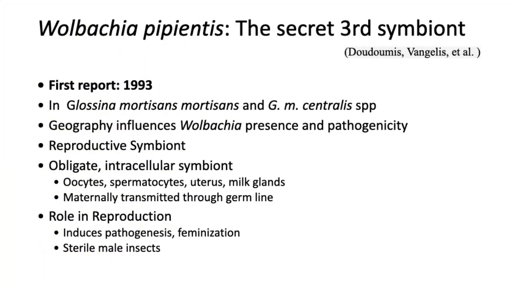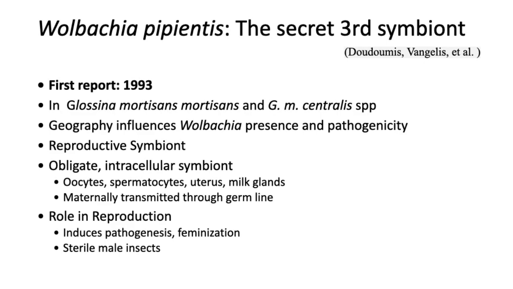The next topic that was of interest to me and that I studied was Wolbachia. So Wolbachia pipientis is the secret third symbiont within this system. This whole time we did touch on two, but the fly is able to live in harmony with all three. So just a little overview. It was first reported in 1993.